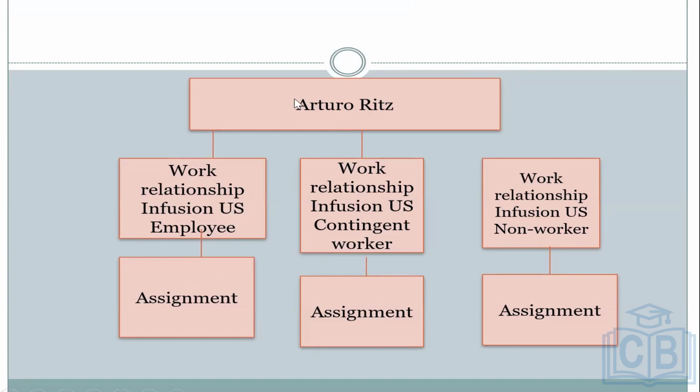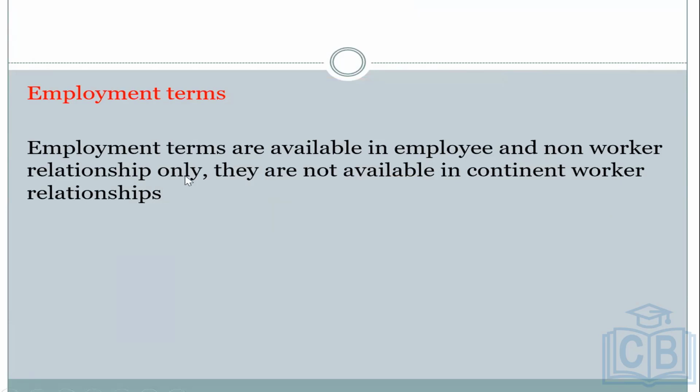Whether she has an assignment role. The work relationship is the relationship the employee has with the enterprise, and it holds an assignment. Employment terms are available in employee and non-worker relationships only. They are not available in contingent worker placements.